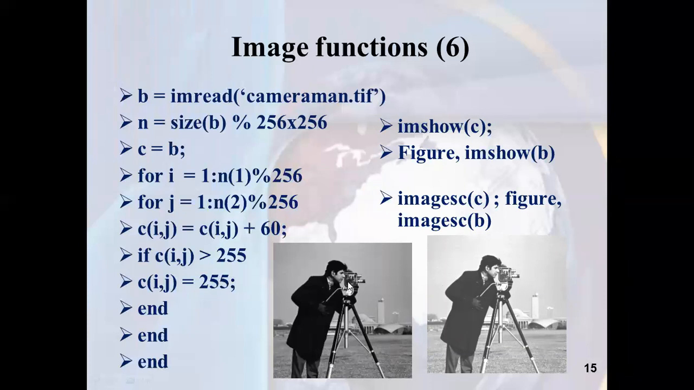Of course, now if we put minus instead of plus, the obtained image will be darker than the original image. So you can test this code, and you can use minus instead of plus, and if C(i,j) is less than 0, C(i,j) equals 0. In this case, the obtained image will be darker. The darkness will be more dominant on the image.